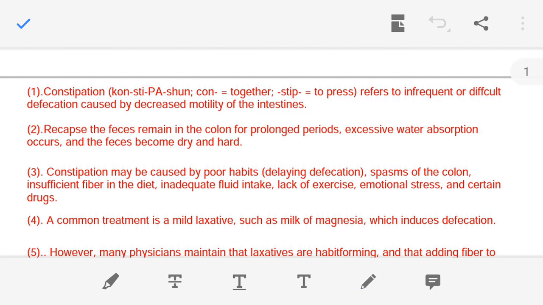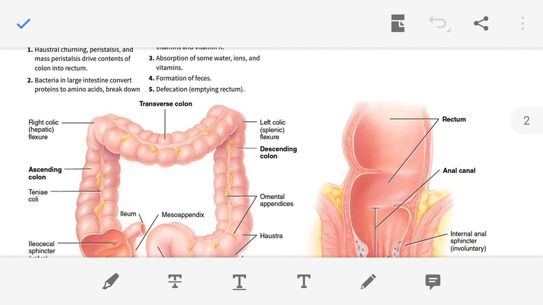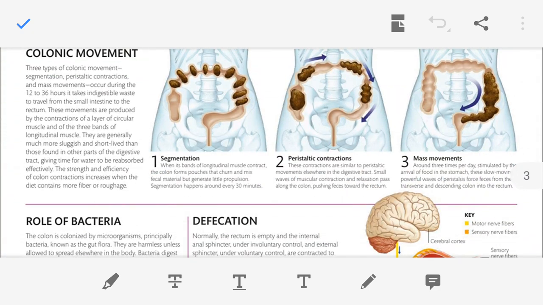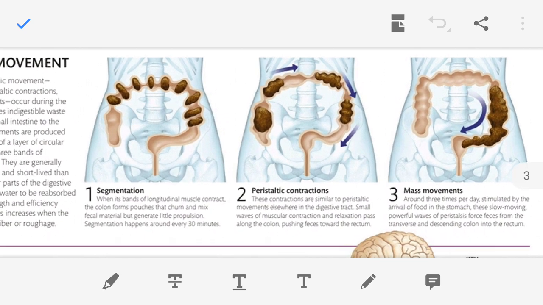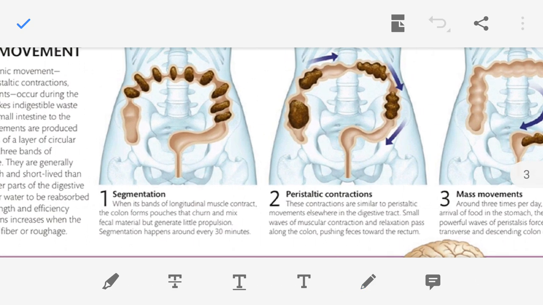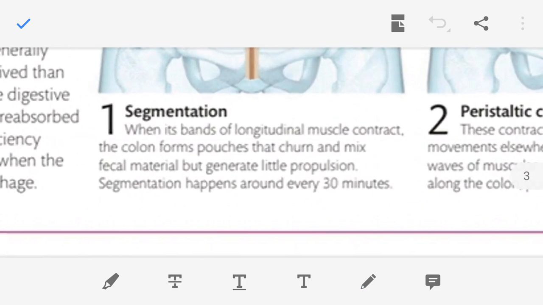Now, what is the meaning of motility of intestine? Motility of intestine means the movements which are taking place in the wall of the large intestine. In the wall of the large intestine, there are three kinds of movement. One is segmentation. The first figure is for the segmentation. Second is peristaltic contraction, and the third is mass movement. Now we need to discuss all three.